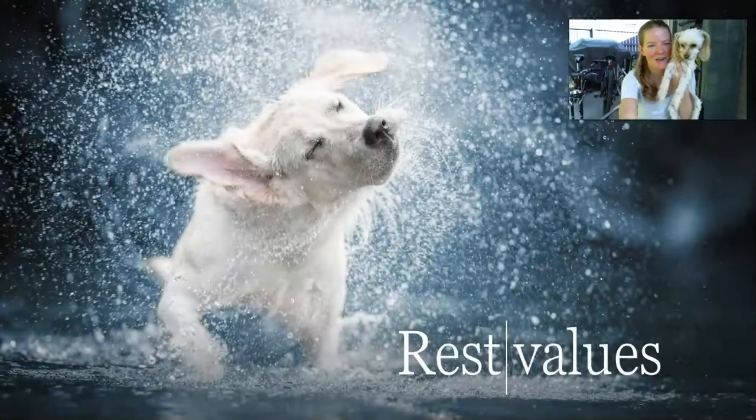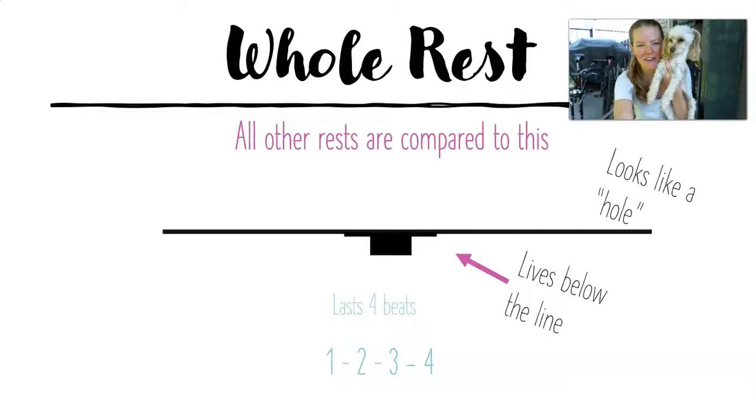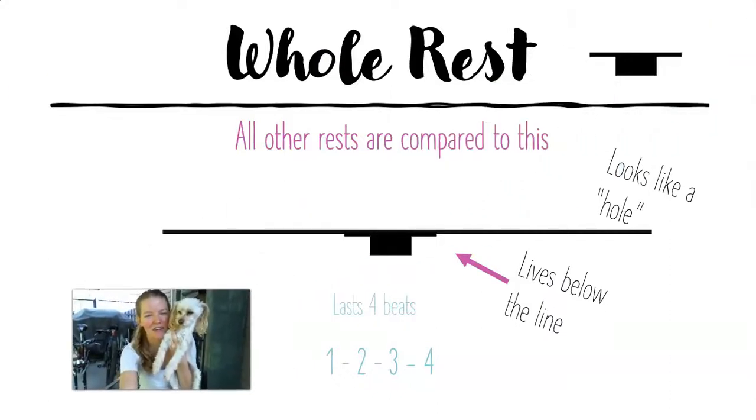So let's get started. They actually correspond directly with the note values we were just talking about in the previous video. There's one that corresponds with each. So let's get started. Whole rest goes with the whole note. And guess what? It's worth the same amount as the whole note. It looks like a hole in the ground, so you can remember it that way. Identify it as a whole rest.